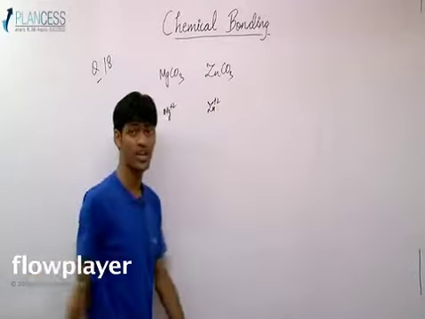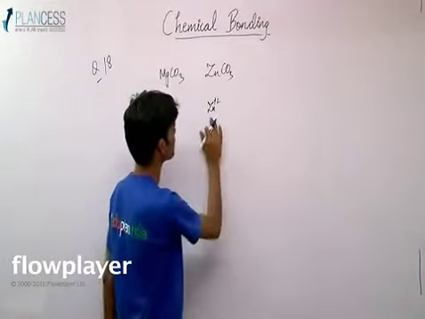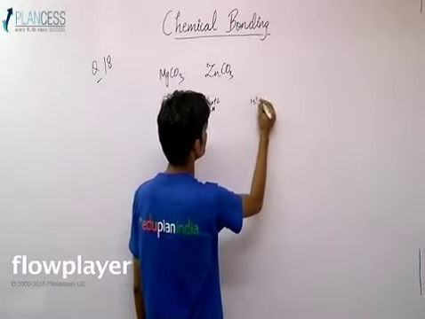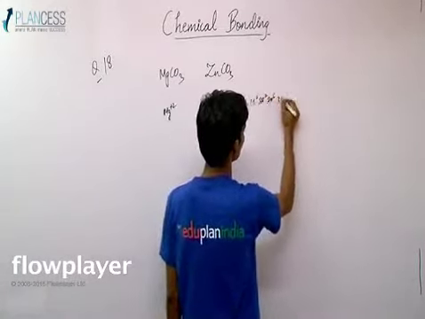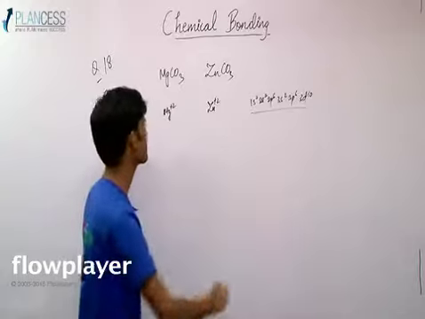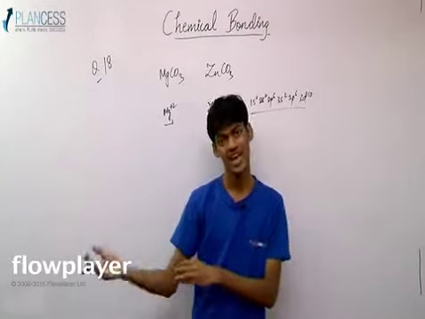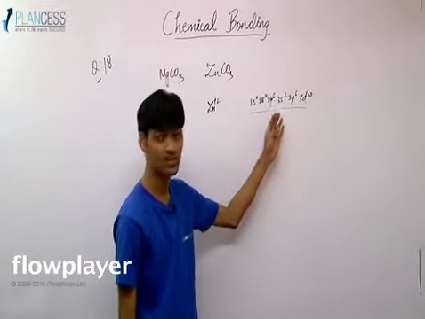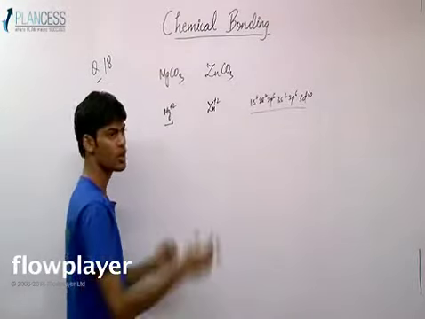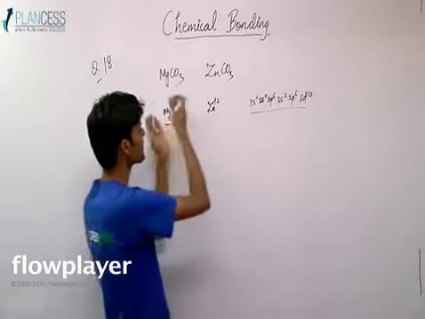While talking about Fajan's rule, I talked about the pseudo inert gas configuration. Here Zn plus 2 possesses the pseudo inert gas configuration because it has the configuration 1s2, 2s2, 2p6, 3s2, 3p6, 3d10. I have said that a cation having the pseudo inert gas configuration would possess more covalent character as compared to Mg plus 2. So it will be more polarizing, and its polarizing power is greater than Mg plus 2.